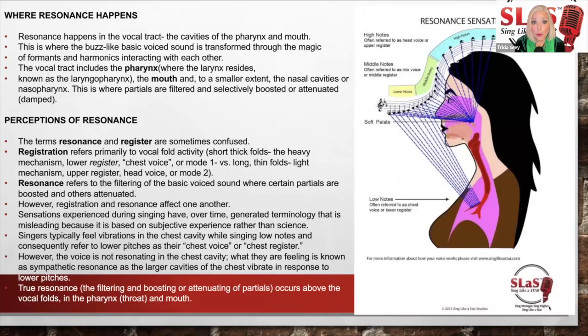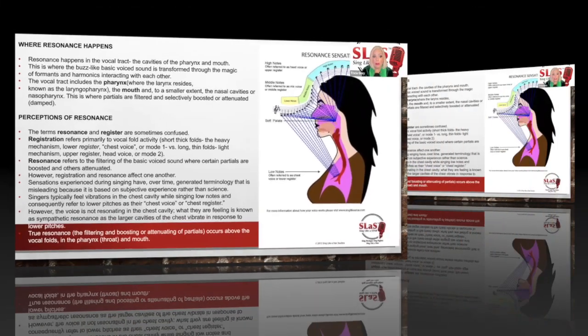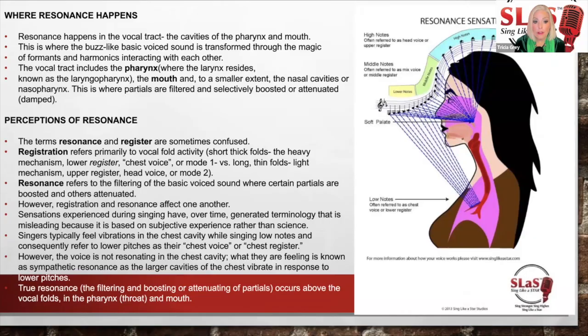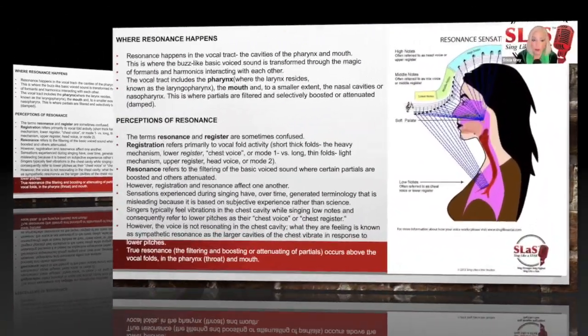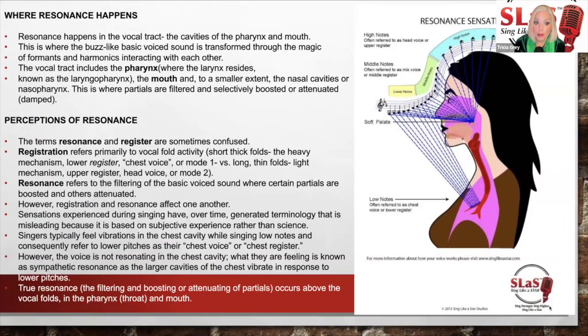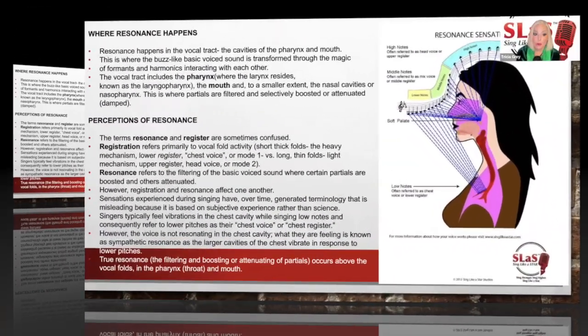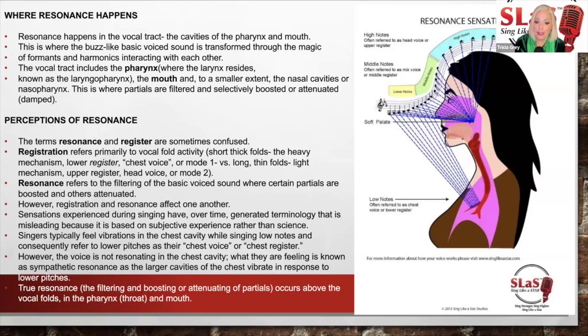Where resonance happens. Resonance happens in the vocal tract, the cavities of the pharynx and the mouth. This is where the buzz-like basic voiced sound is transformed through the magic of formants and harmonics interacting with each other. The vocal tract includes the pharynx, where the larynx resides, the mouth, and to a smaller extent, the nasal cavities or nasopharynx. This is where partials are filtered and selectively boosted or attenuated, that is, damped.